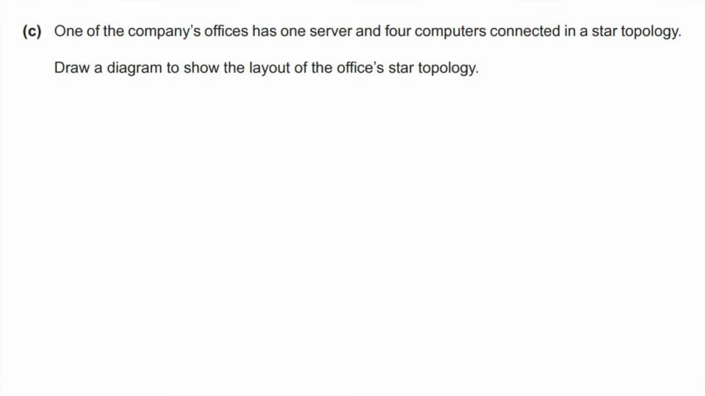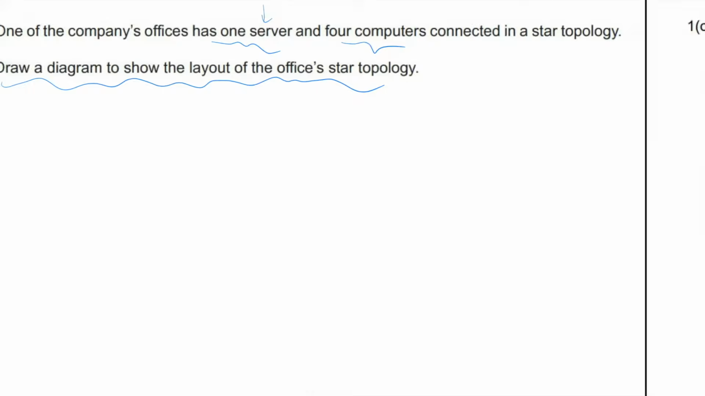So we have an A-level question here. One of the company's offices has one server and 4 computers connected in a star topology. Draw a diagram to show the layout of the office's star topology. In this case, probably the server is also going to function as a network device, with a router or some sort of network connectivity as part of that server.